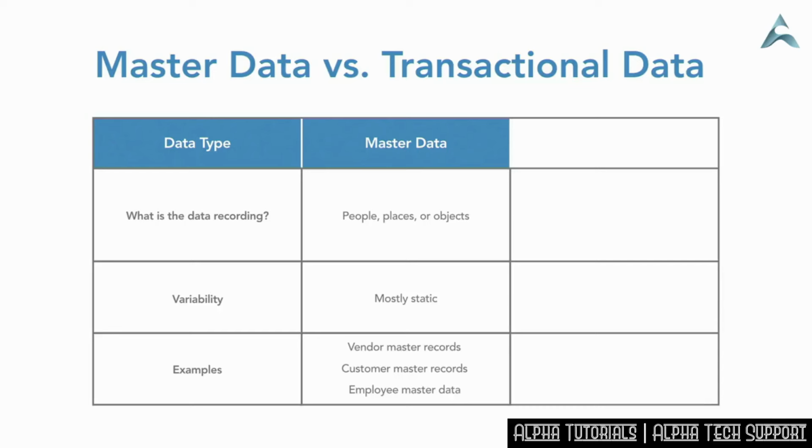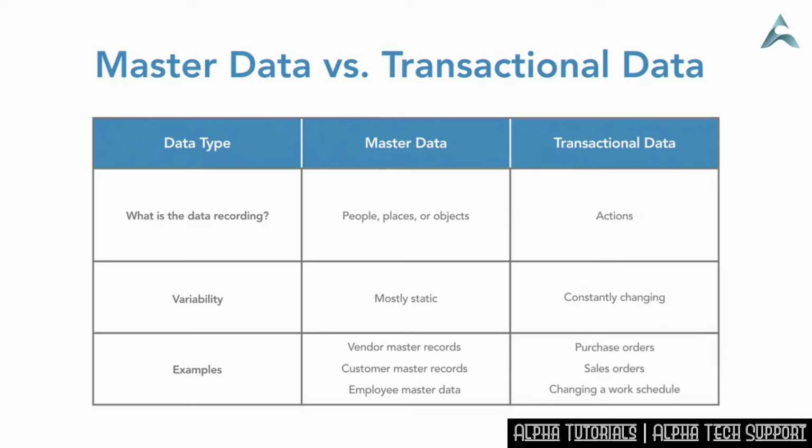On the other hand, transactional data records the actions of a business. This type of data represents the bulk of day-to-day transactions. Transactional data is constantly changing. Examples of transactional data in SAP include the information found in purchase orders, sales orders, or changing a work schedule.